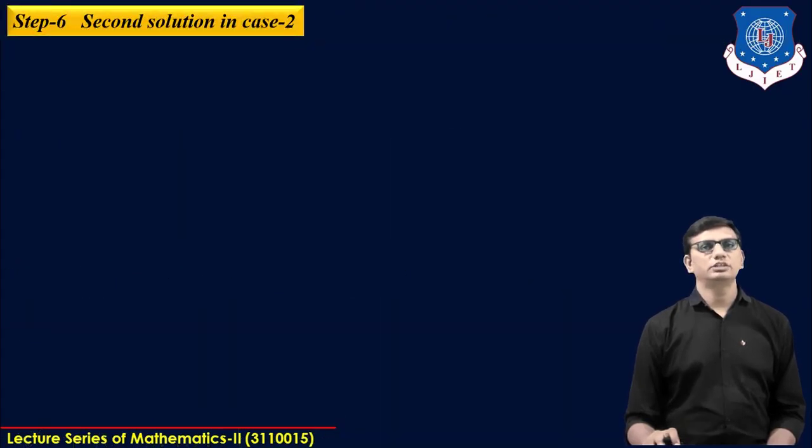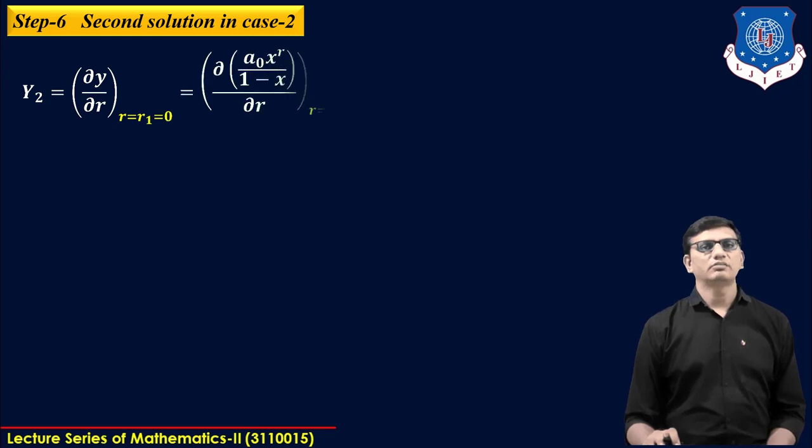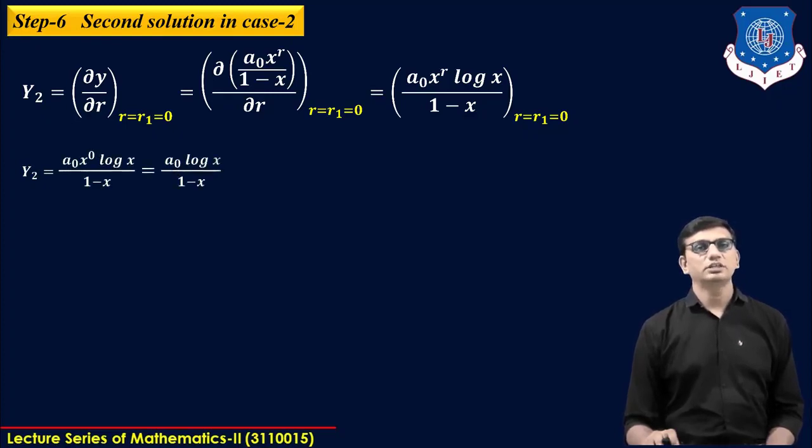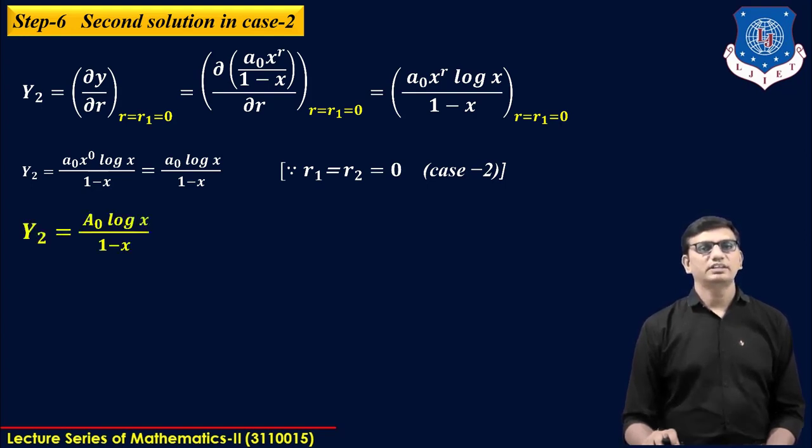Now we will find the second solution in case number 2. Here y2 is obtained by del y by del r and putting r equal to r1, which is 0. After taking the partial derivative of a0 into x raised to r upon 1 minus x with respect to r, we get a0 into x raised to r log x upon 1 minus x. Now we will put r equal to r1 in this partial derivative. Then finally we get the second solution a0 into x raised to 0 log x upon 1 minus x. That means we have a0 into log x upon 1 minus x, which is our second linearly independent solution. Then finally y2 equal to A0 log x upon 1 minus x.